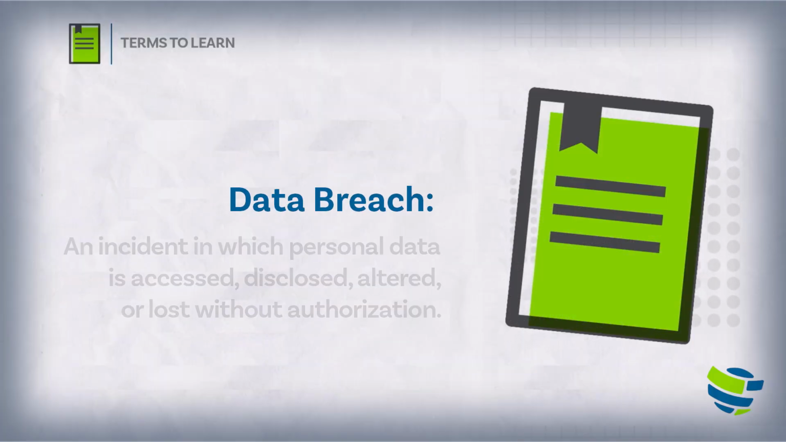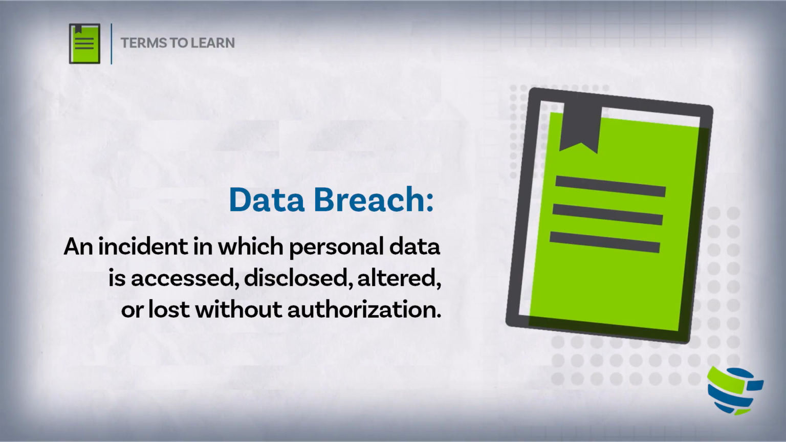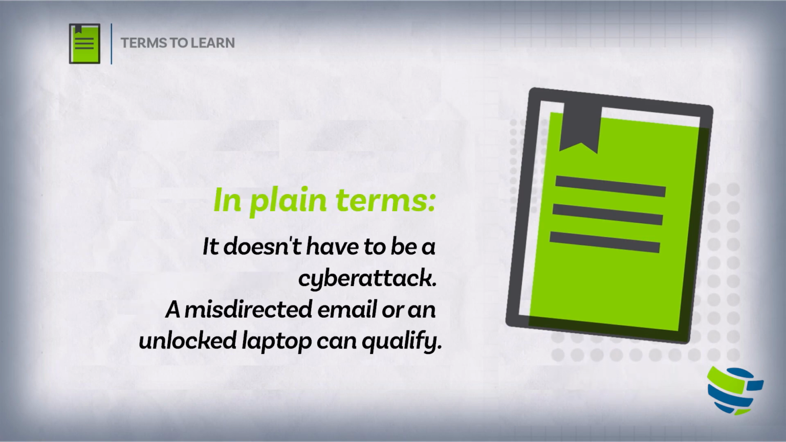That last question brings us to another term to learn, a data breach. A data breach is any incident in which personal data is accessed, disclosed, altered, or lost without authorization. In plain terms, it doesn't have to be a cyber attack. A misdirected email or an unlocked laptop can qualify. When you're reviewing whether an organization is prepared for a breach, you're looking for things like an incident response plan, clear ownership of the response process, and evidence that the plan has been tested. If none of those exist, that's a finding worth noting.